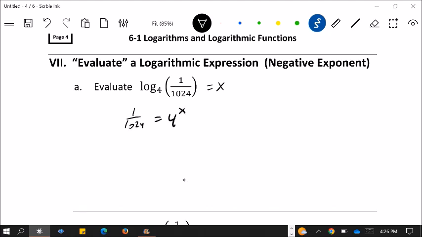I'm going to change it to the exponential form. And now I need to make this a power of 4. Well, if it was just 1024, I could see that that happens to be 4 to the 5th power. This on the bottom can come up, and it can become 4 to the negative 5 equals 4 to the x. And now we have our answer, x equals negative 5.